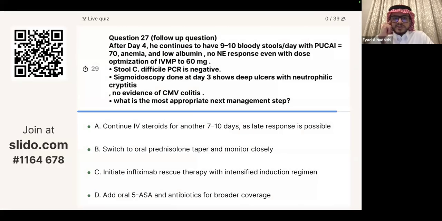So a follow-up question. After day 4, he continues to have 9 to 10 bloody stools with Bucay 70, anemia, and low albumin, and no neutrophilic response, even with dose optimization of IV methylpred to 60 milligram. Stool C. diff PCR is negative. Sigmoidoscopy done at day 3 showed deep ulcer with neutrophilic cryptitis, but no CMV colitis. What is the most appropriate next step?